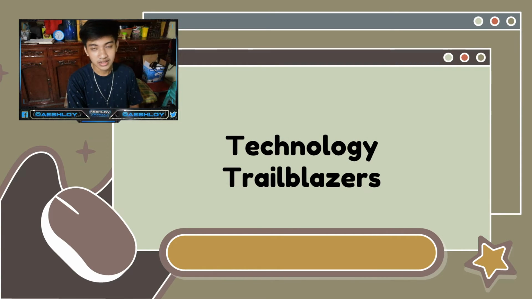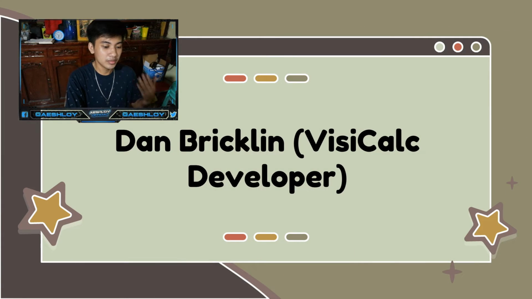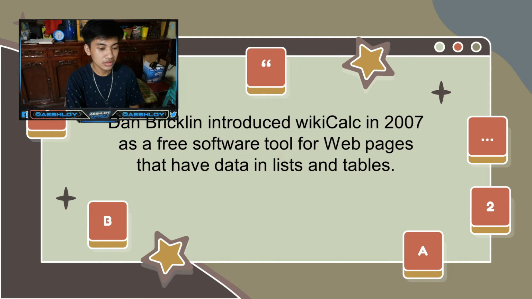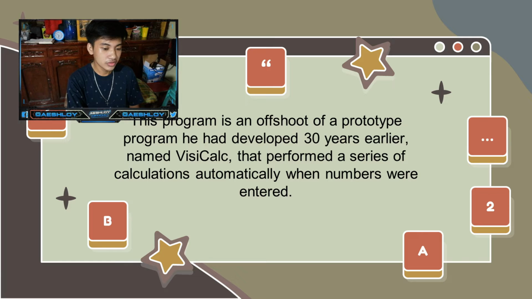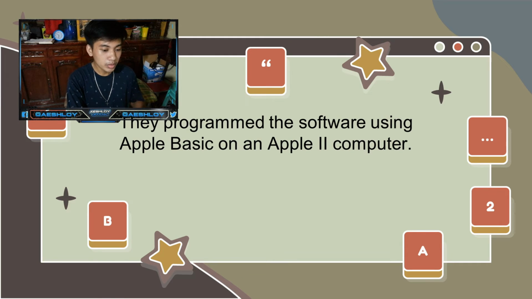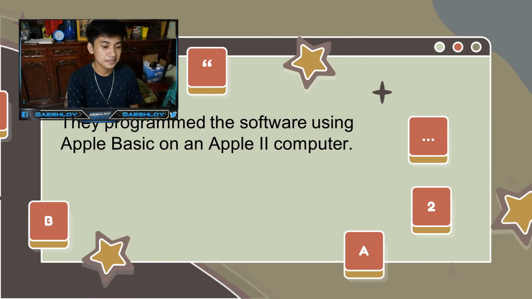So now the technology trailblazers. We have Dan Bricklin, software developer. Dan Bricklin introduced WikiCalc in 2007 as a free software tool for web pages that have data in lists and tables. This program is an offshoot of a prototype program he had developed 30 years earlier named VisiCalc that performed a series of calculations automatically when numbers were entered. They programmed the software using Apple Basic on an Apple II computer.